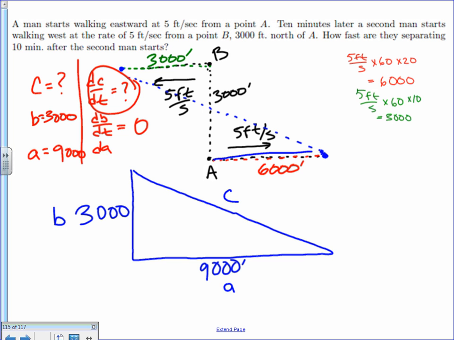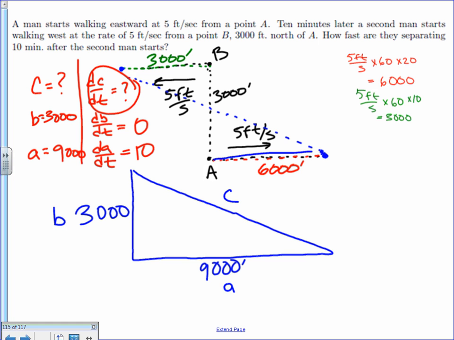Now A is 9,000, and dA/dt is the rate of change of A over time. Think about where A came from. A came from this guy's distance and this guy's distance. This guy's walking 5 feet per second to the left. This guy's walking 5 feet per second to the right. So this side right here is increasing at a rate of 10 feet per second, because they're each adding 5 feet onto it per second.